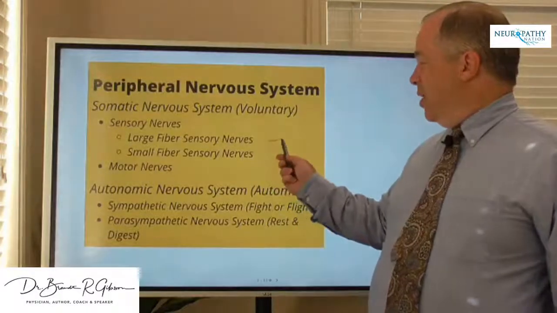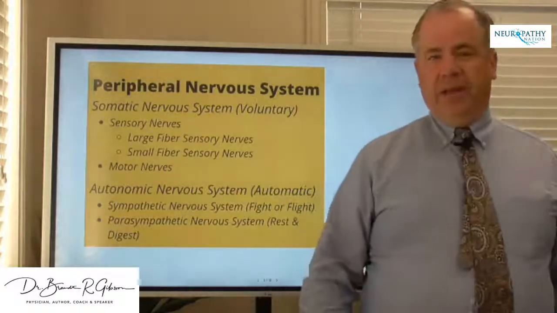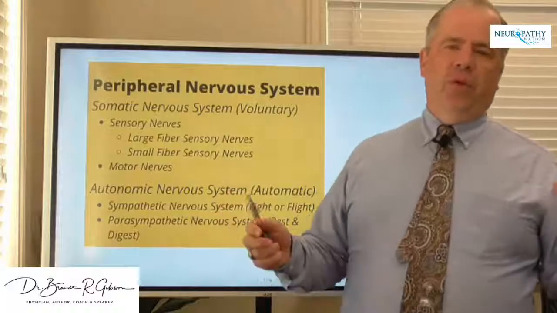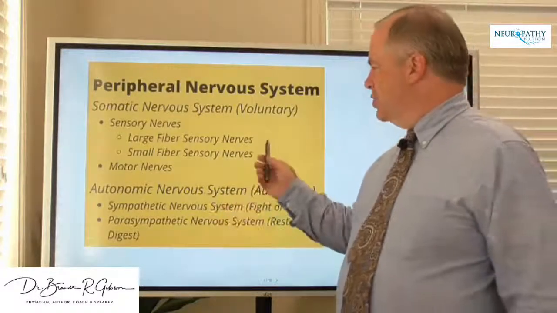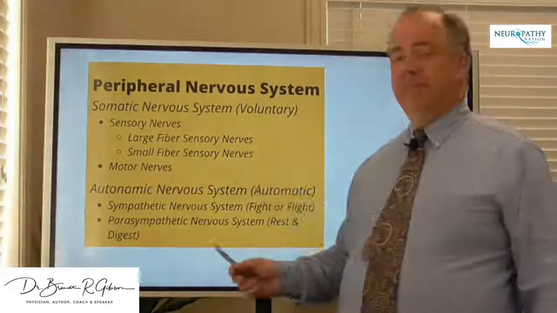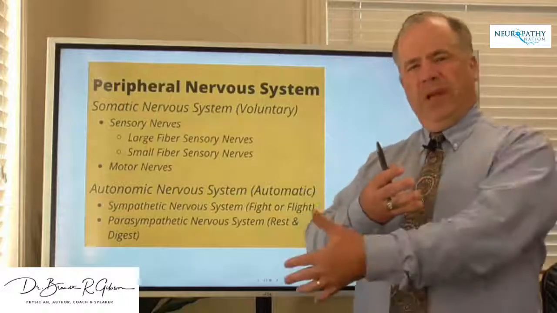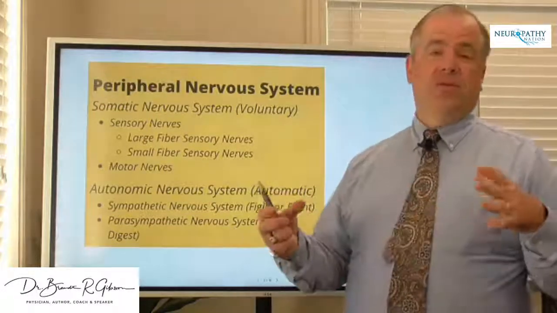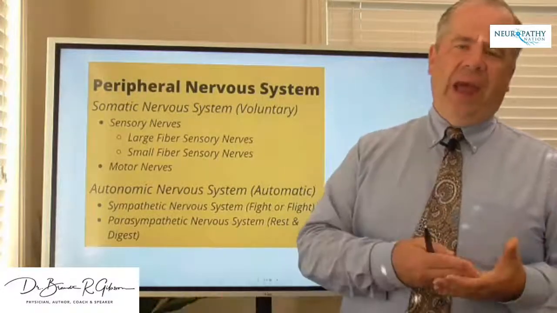In that case, you have large fiber sensory nerves, small fiber sensory nerves, and motor nerves. The motor nerves oftentimes are large fiber nerves as well. What they're doing is controlling the contraction and relaxation of the muscles. The sensory nerves are controlling all those sensations, so they're carrying information back. Motor nerves are typically carrying information too. There are sensory nerves that go to the muscles so that you know what's going on with those muscles, and it also carries that information back.